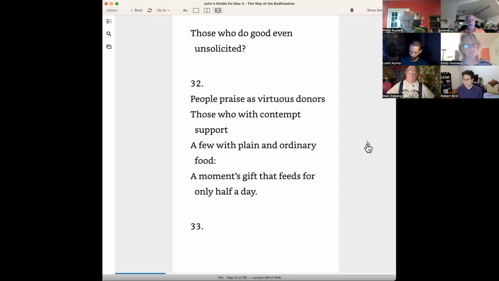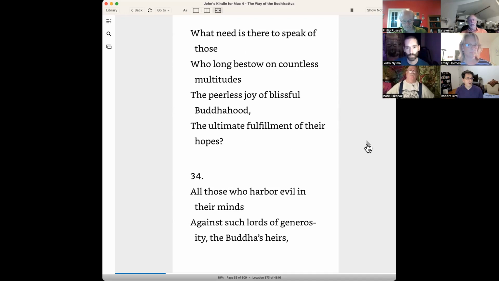Okay. Lodro. People praise as virtuous donors those who with contempt support a few with plain and ordinary food, a moment's gift that feeds for only half. Keep going. What need is there to speak of those who long bestow on countless multitudes the peerless joy of blissful Buddhahood, the ultimate fulfillment of their hopes?